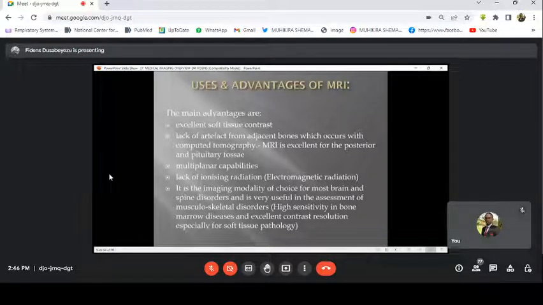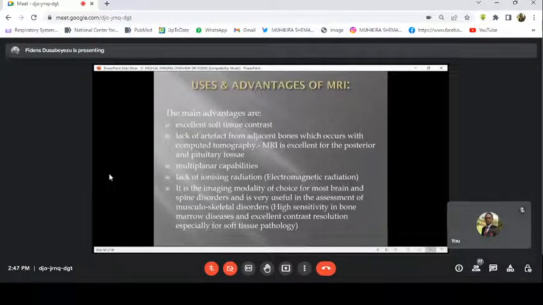Excellent soft tissue. Number two, CT scan has some motion artifact, even MRI has motion artifact, but the MRI doesn't have as much artifact. That's the reason why, if you suspect any lesion in the posterior fossa in the brain, because there are those.